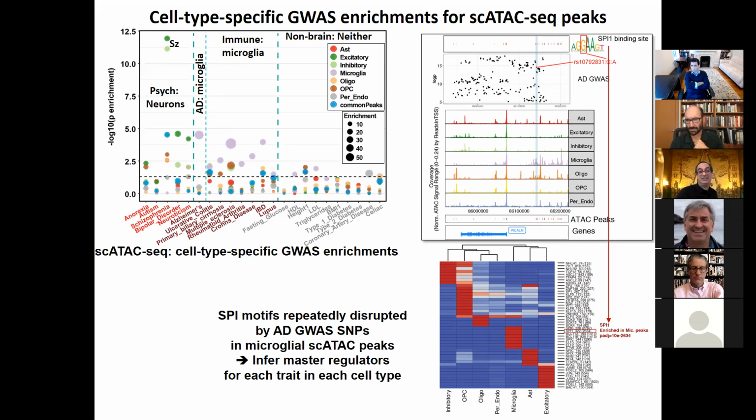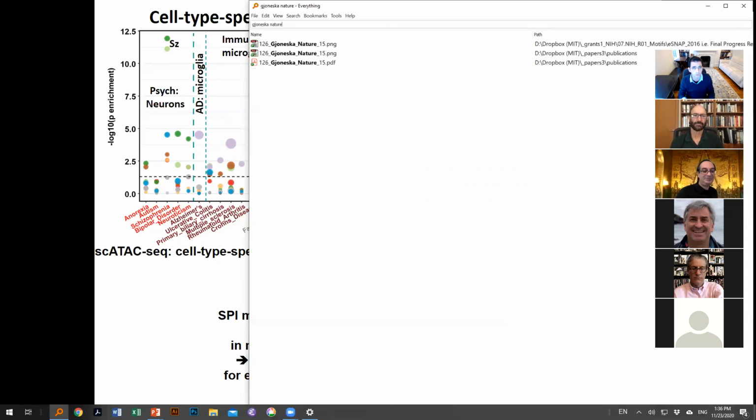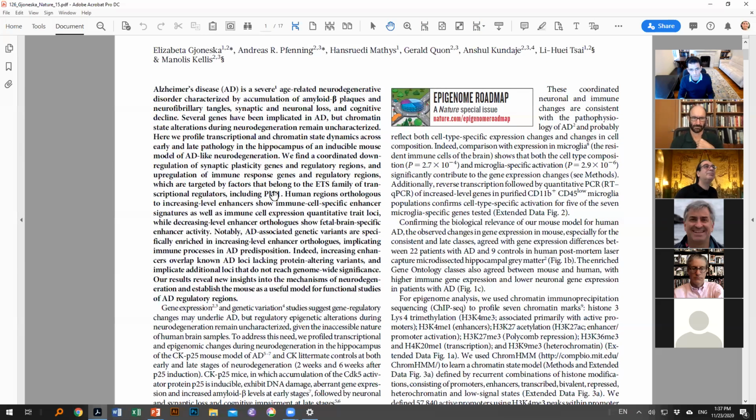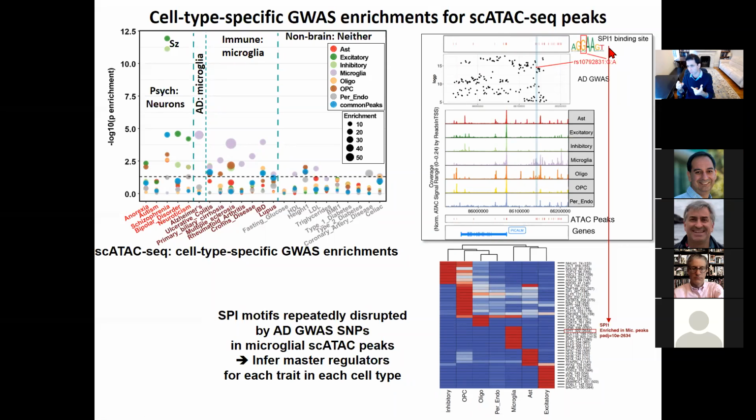PU.1 has been published as a GWAS hit for Alzheimer's disease. Yes, absolutely. This is something that we reported in our paper in Nature in 2015, "Conserved epigenomic signals in mice and humans reveal immune bases of Alzheimer's." And in the abstract, I think we had also mentioned PU.1, which is a well-known regulator for... Well, PU.1 and SPI1 are the same thing. Yeah, I'm sorry, that's why I'm bringing it up here. So SPI1/PU.1 is both a master regulator and a direct hit, which is kind of cool. It also is a hit of itself, so it contains PU.1 motifs, suggesting some kind of loop as well. So thanks for pointing it out, Ali.